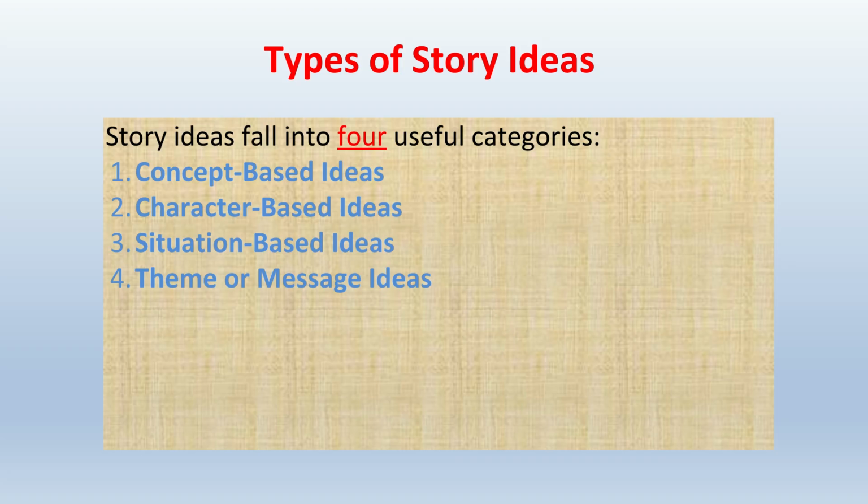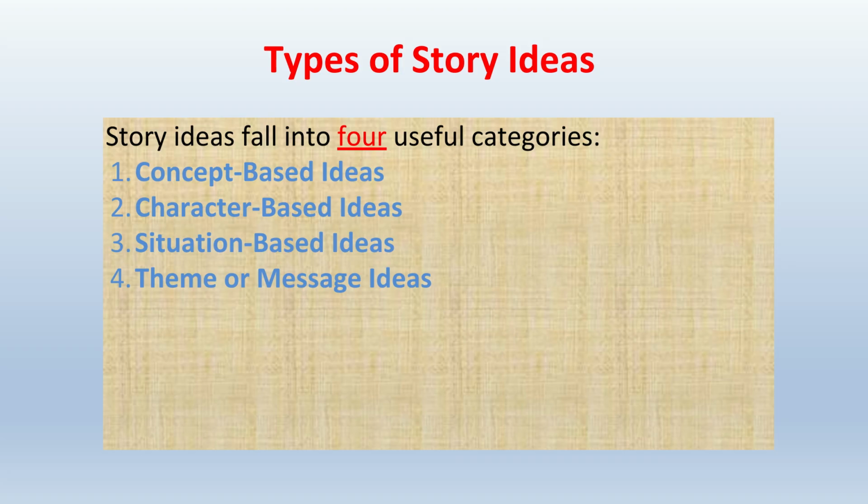Another idea that you need to know is character-based ideas, where the story starts with a compelling character. I have examples here: a girl who can hear people's dreams, or an old man who remembers the future. So here you have a character-based idea. Then category three, the situation-based ideas. This begins with an intriguing scenario or event. Examples: a stranger leaves a note under your door, or a city loses electricity for 40 days. So a situation can give you an idea to write a story about.